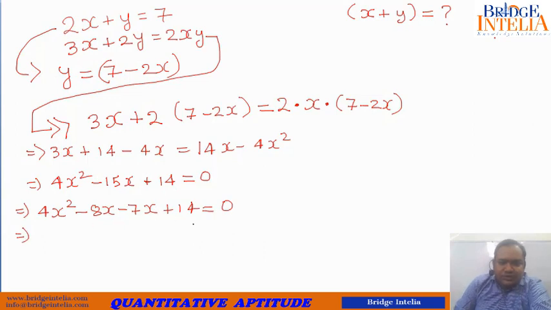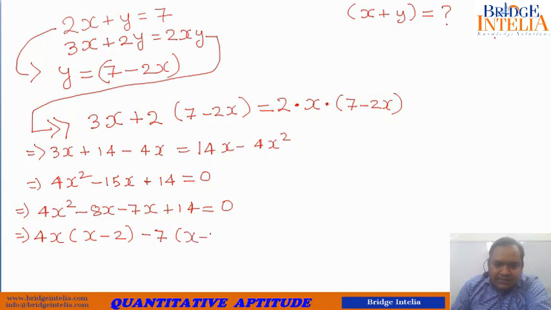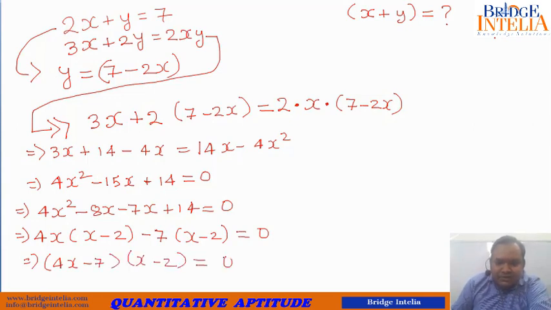So from here you will get the roots of this quadratic equation. That means two different possible values for x. So let's find out the two different possible values for x. So 4x can be taken as common. So from here you can take 7 as common. So this will become x minus 2 is equal to 0. So from here you can conclude that 4x minus 7 into x minus 2 is equal to 0.